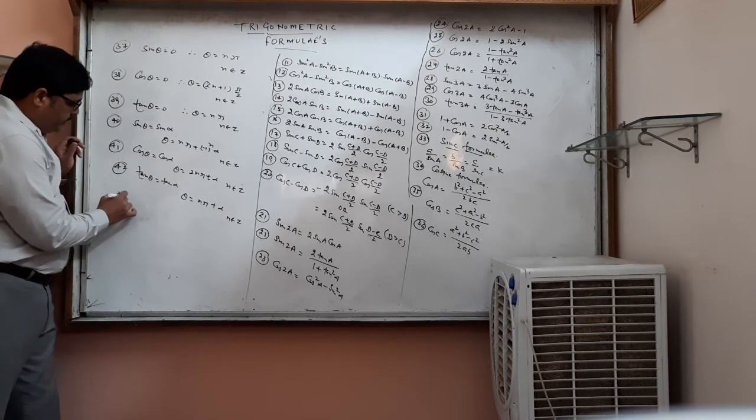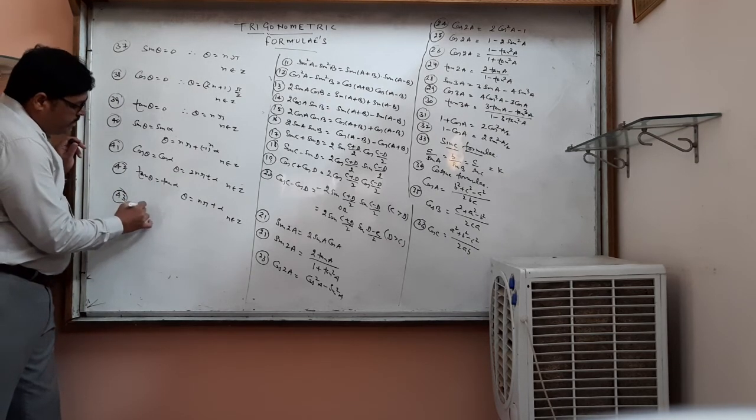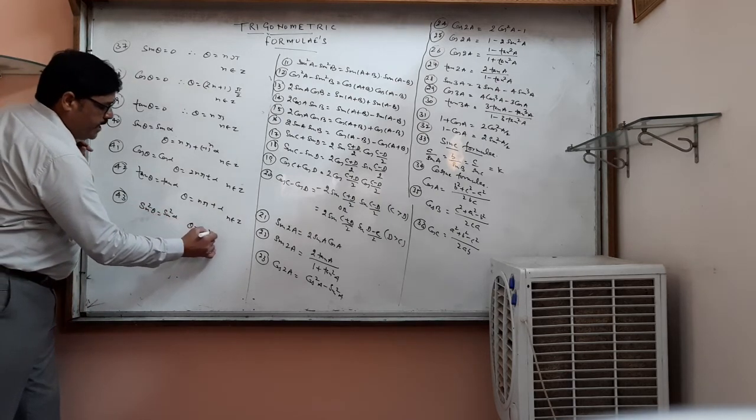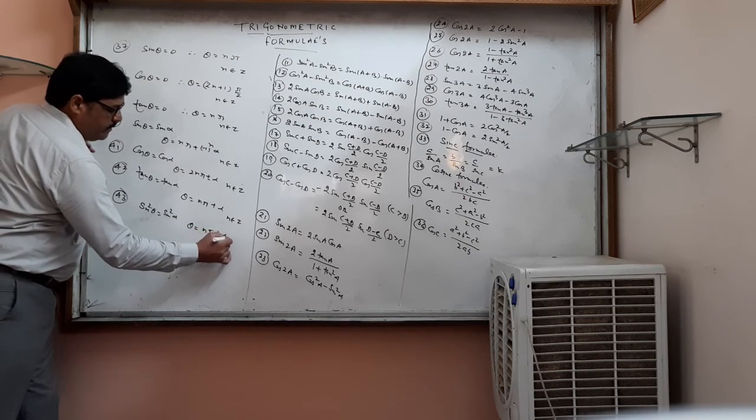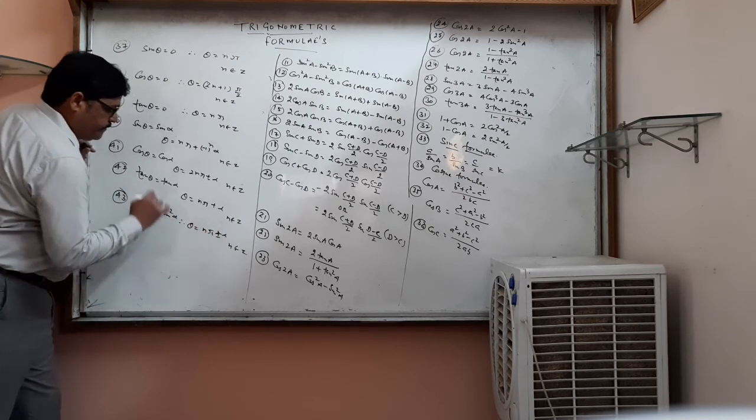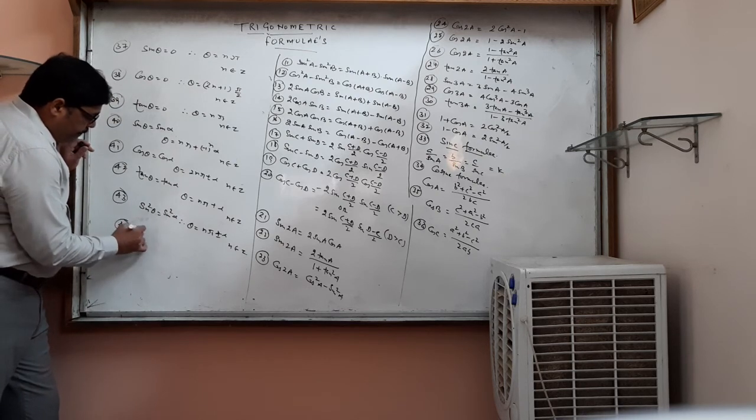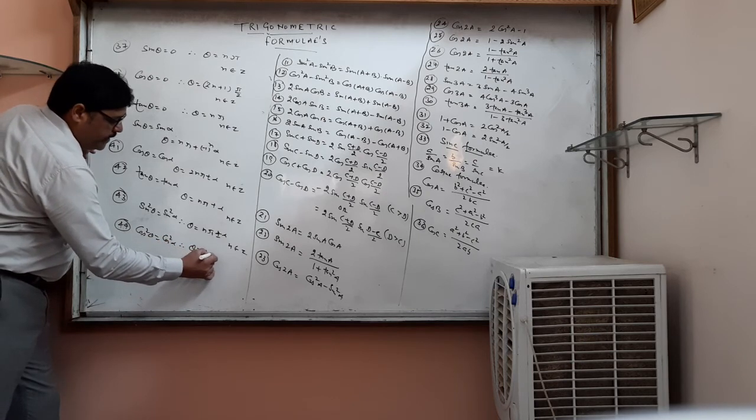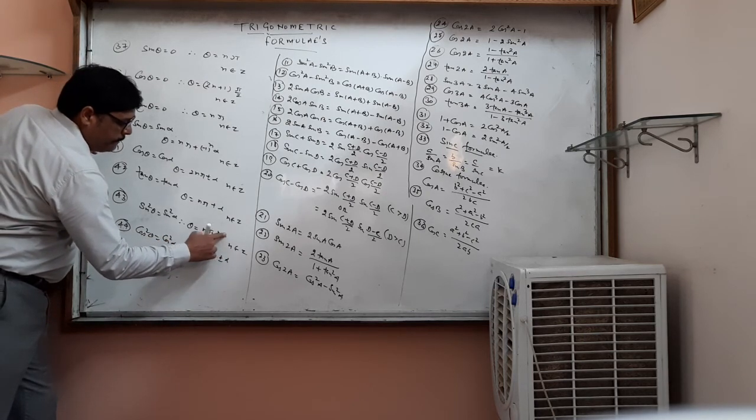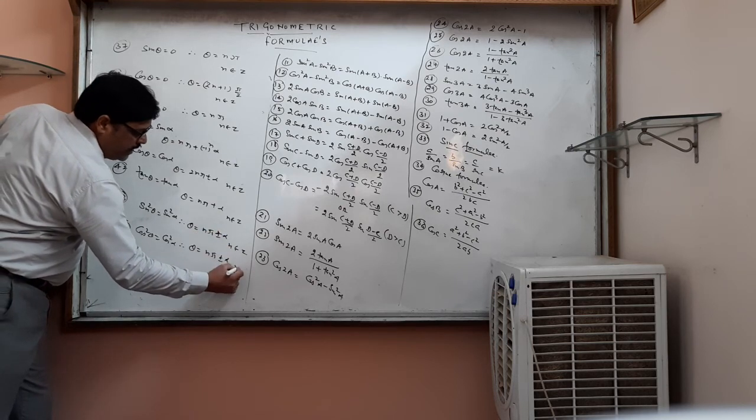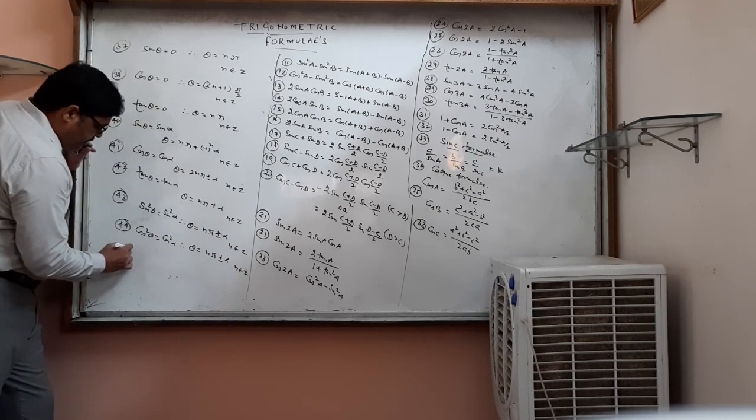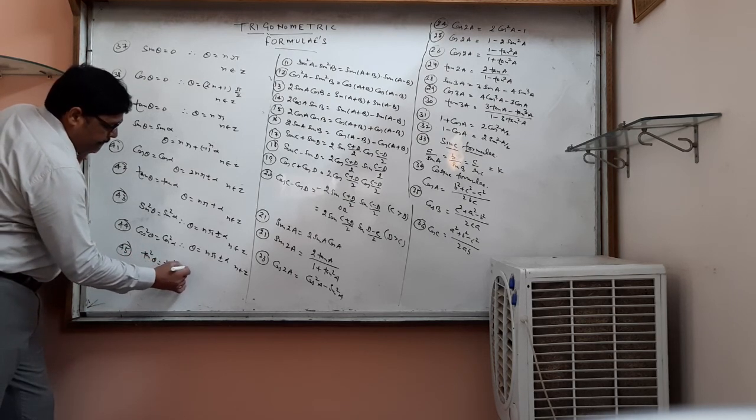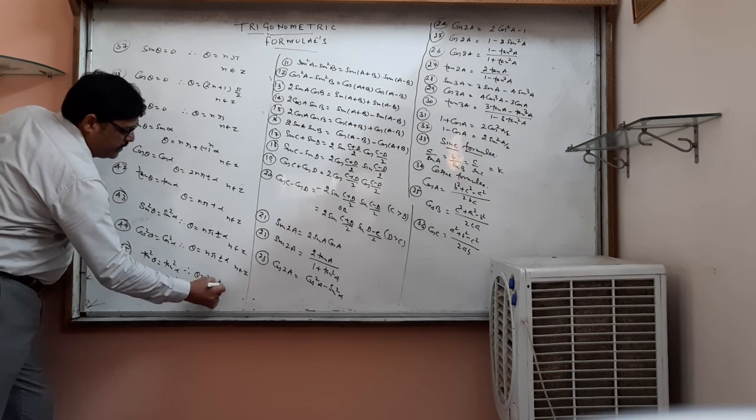Next is sin square theta is sin square alpha, theta is equal to n pi plus minus alpha, n belongs to integer. Next is cos square theta is cos square alpha, theta is equal to n pi plus minus alpha, n belongs to integer. Next is tan square theta is tan square alpha, theta is equal to n pi plus minus alpha.